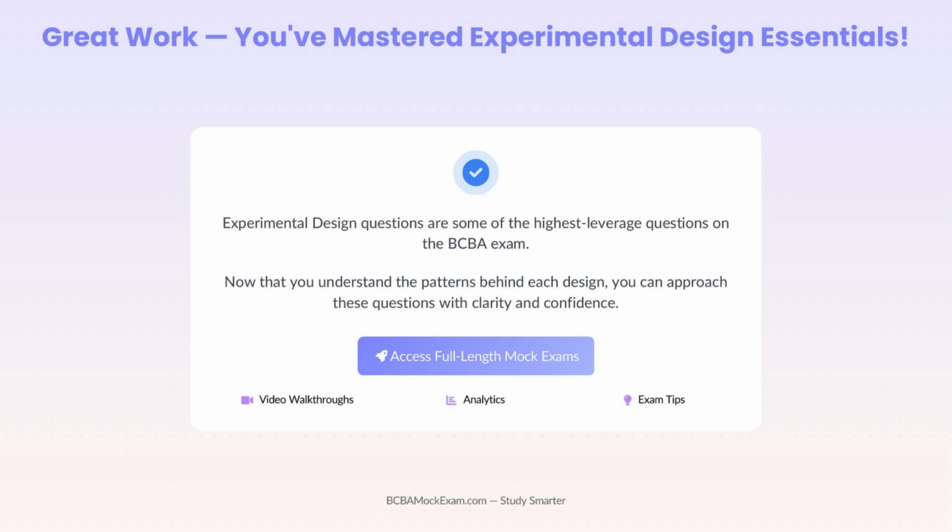Experimental design questions are some of the highest leverage items on the BCBA exam because they test whether you truly understand how behavior analytic research demonstrates control. Now that you've walked through these examples, you can look at patterns like reversal, multiple baseline, alternating treatments, changing criterion, and withdrawal with much greater clarity. As you keep practicing, try to link each exam scenario back to the core logic of the design rather than just the label.